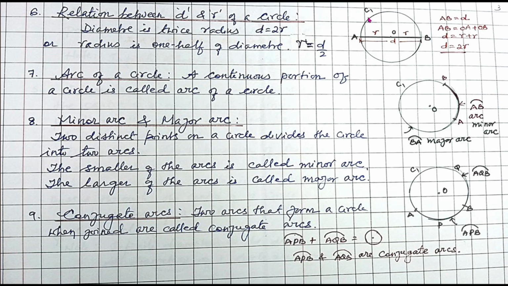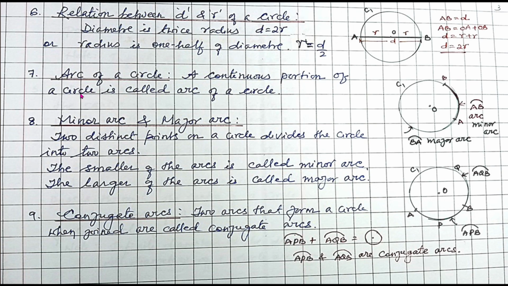Now, relation between the diameter and radius of a circle. AB is the diameter of the circle C1 here. OA and OB are the radii. OA is equal to R, OB is equal to R, and AB is equal to D. So therefore, D is equal to 2R, or R is equal to D upon 2. So remember, the diameter of a circle is twice the radius, or the radius of a circle is 1/2 of the diameter of the circle.